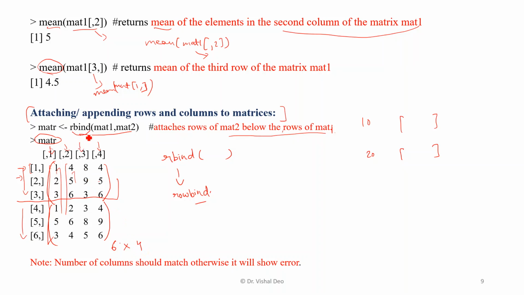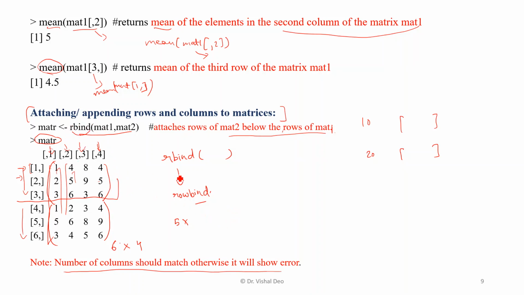So when we use rbind, an important thing to note is that the number of columns of the two matrices to be combined should be the same. Otherwise, the operation is not possible. The number of rows can differ. One matrix can have 2 rows, the other can have 3 rows, so the resultant will have 5 rows. But the number of columns should be the same for the two matrices. Only then can we combine these two matrices row wise using rbind.